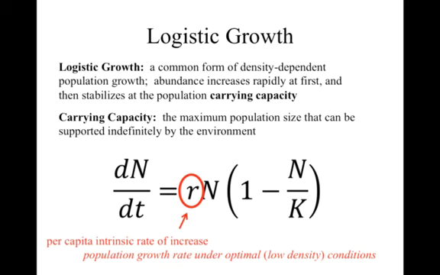And you can see that because when I have low density, when I have very small N, that term in the bracket, that N over K term, is going to be very, very small because N is very, very small. And so we can kind of ignore it. It's very small relative to 1. And so this basically just looks like the exponential growth rate equation.